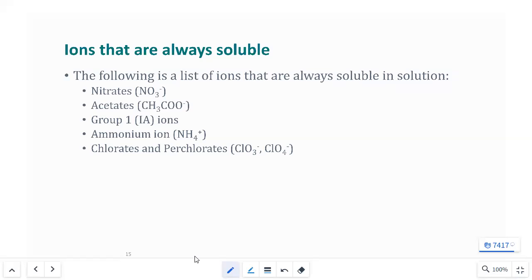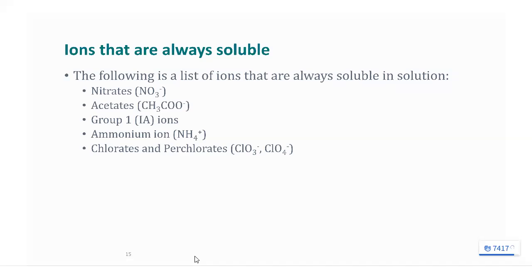So on this list again, nitrates, acetates, all of your alkali metals. So lithium, sodium, potassium, rubidium, and so on. The ammonium ion, NH4+, and your chlorates and perchlorates. If you have an ionic compound with one of these ions in it, it will dissolve in water. And remember, if it dissolves in water, we're going to get a strong electrolyte as a result. So that's the first category.